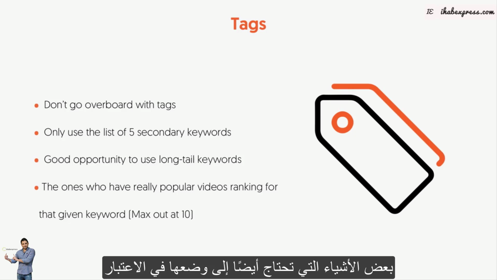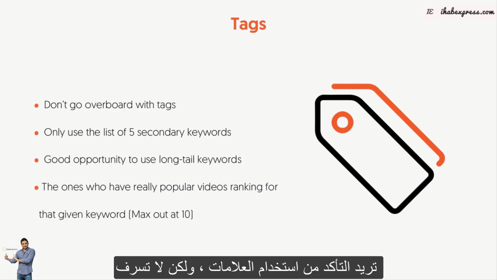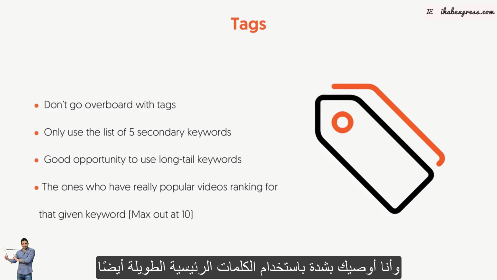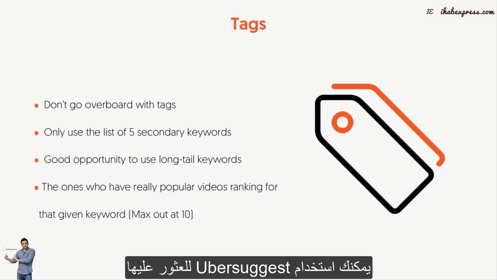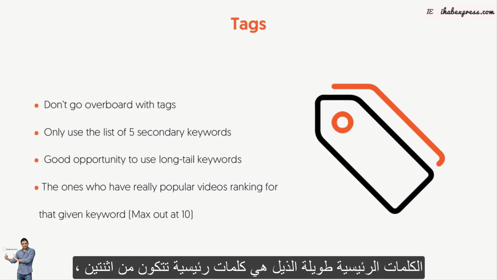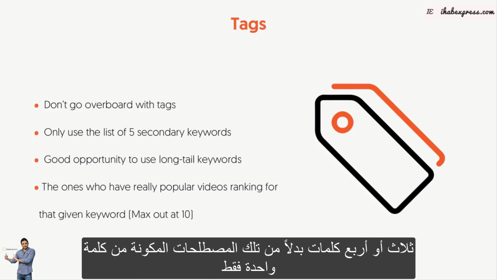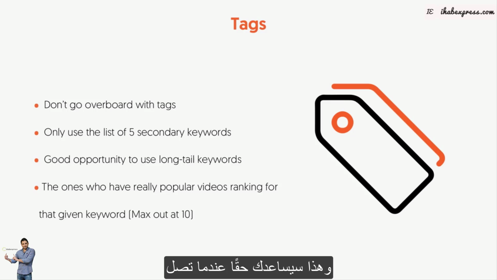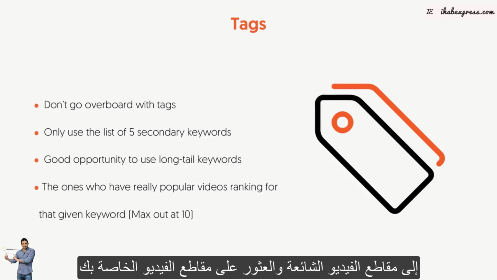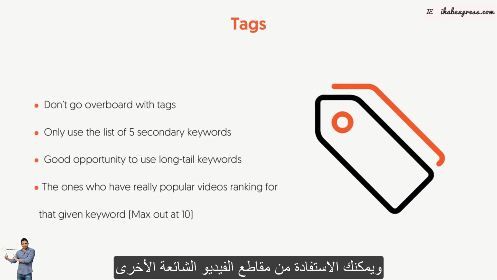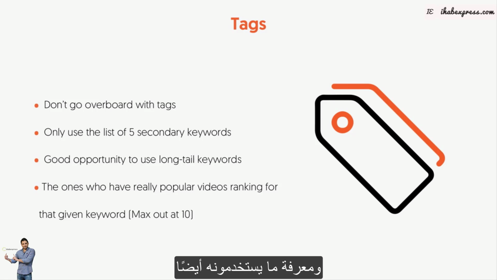Some things that you also need to keep in mind is you want to make sure you use tags, but don't go overboard. Only use a list of, let's say, 5 secondary keywords, and I highly recommend you use long tail keywords as well. You can use Ubersuggest to find these. Long tail keywords are keywords that are 2, 3, 4 words instead of just those one-word terms. And this will really help you when it comes to popular videos and getting your videos found. And you can feed off of other popular videos and see what they're using as well.